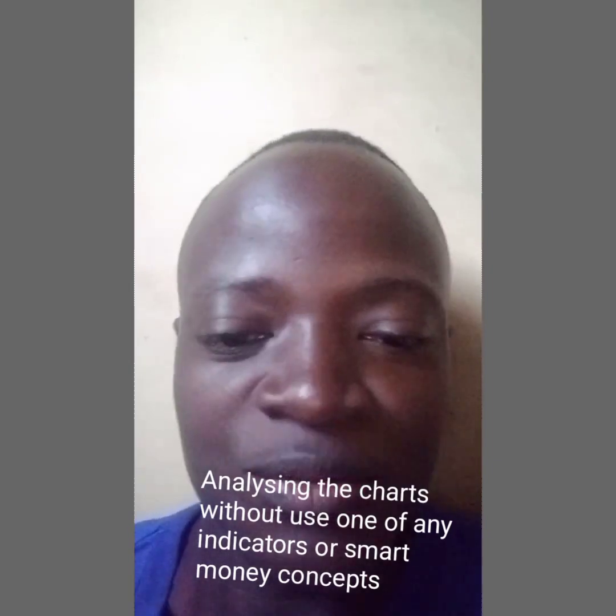Okay, so what's price action trading? Price action trading is simply analyzing the charts and trading the forex market without use of any indicators or smart money concepts. This is just pure price action. You just concentrate on the charts and read what the price is doing at the moment, or what the price has been doing in the last week or in the previous day, according to the time frame that you will be using.